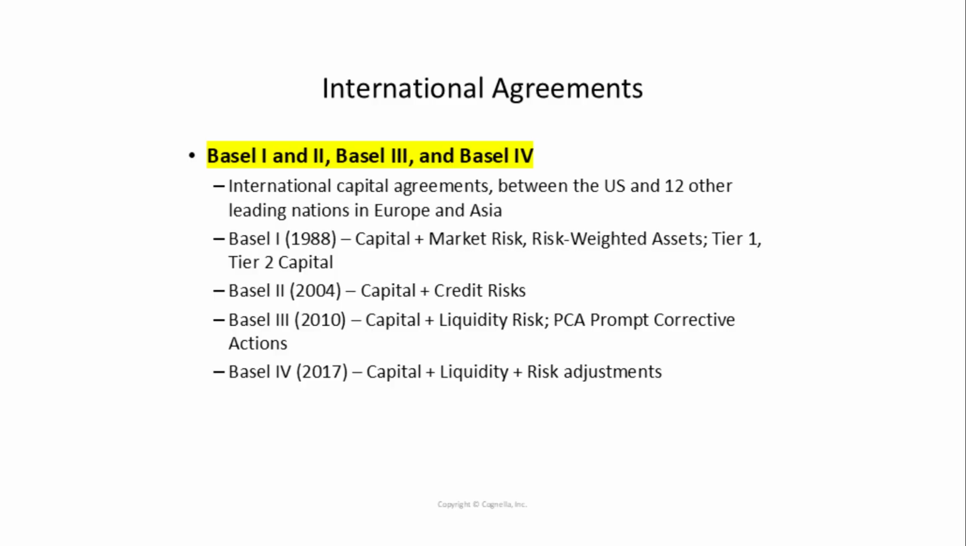On the international side, the Basel Accords, Basel 1, 2, 3, and 4, set global standards for capital, liquidity, and risk. These agreements align U.S. rules with other major economies to ensure banks worldwide are resilient. For example, Basel III added stronger liquidity requirements after the global financial crisis.